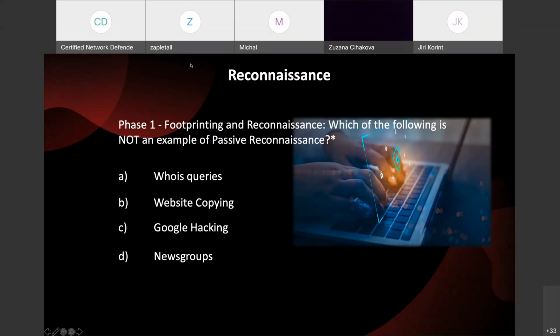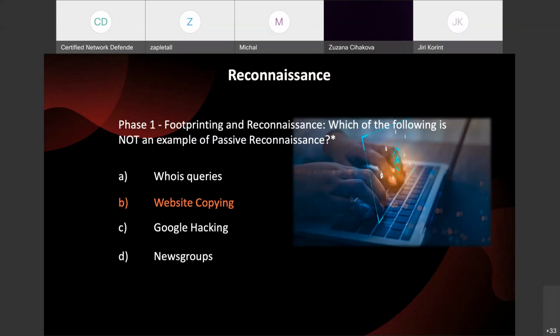Footprinting and reconnaissance: which one of the following is not an example of passive reconnaissance? A, whois queries; B, website copying; C, Google hacking; and D, newsgroups. We could run through all of these, but I'm sure, hopefully, you've had enough time to answer. It's very difficult to get feedback when everyone else is muted. But the answer is website copying.